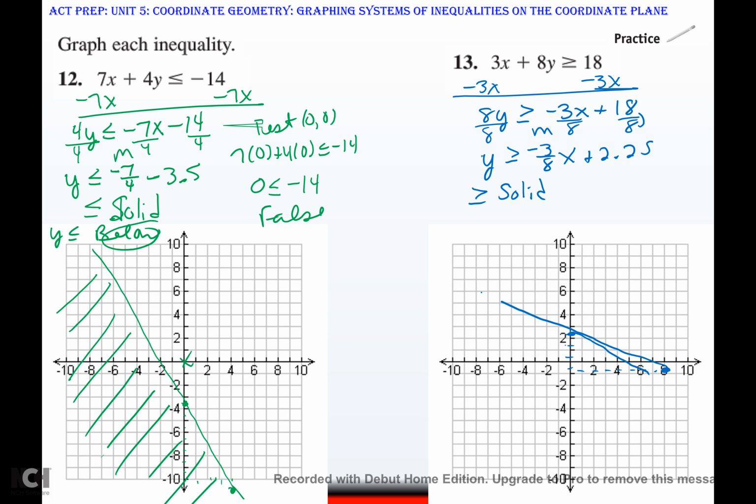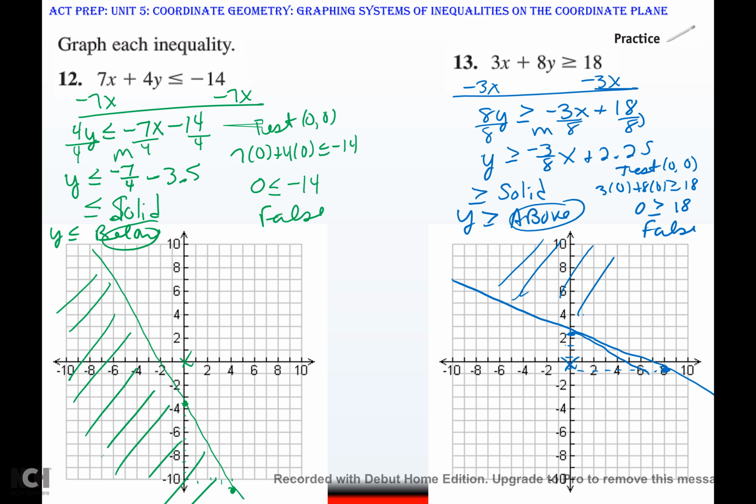Try and hit your dots. Rulers are a wonderful invention. And greater than or equal to y means I'm going to shade above, but let's test 0, 0. So 3 times 0 plus 8 times 0 greater than or equal to 18. Is 0 greater than or equal to 18? No, that's false. So wherever 0, 0 is, I don't want to shade. I want to shade on the other side, which is above, like I thought.